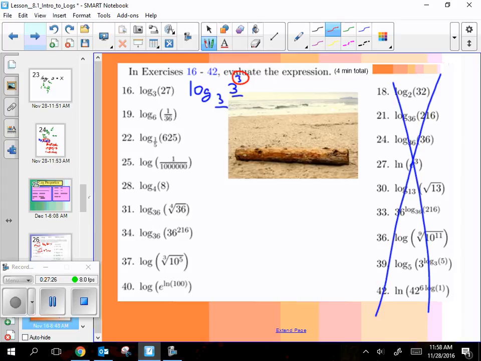Number 19. Would have been a lot nicer, Sam, if they'd have written them with both having a base of 6. Can you do it? 6 to the what would make 1 over 36? Yes, there's a negative involved, but it's not negative 6. Negative 2 is correct.